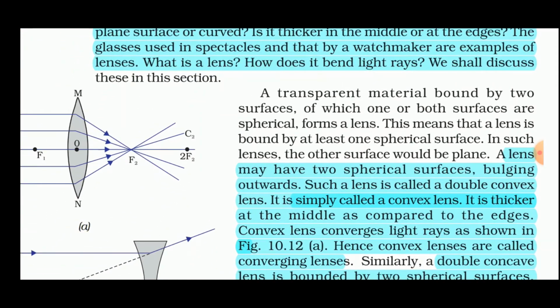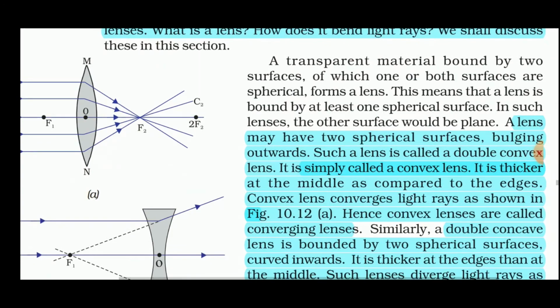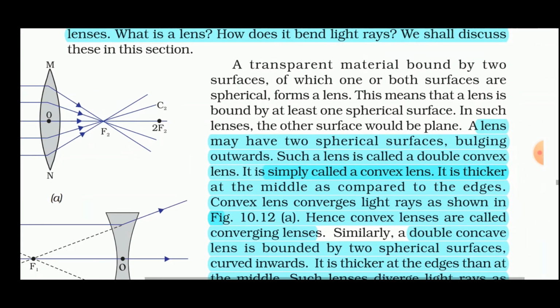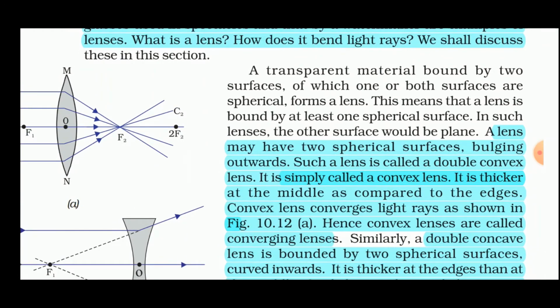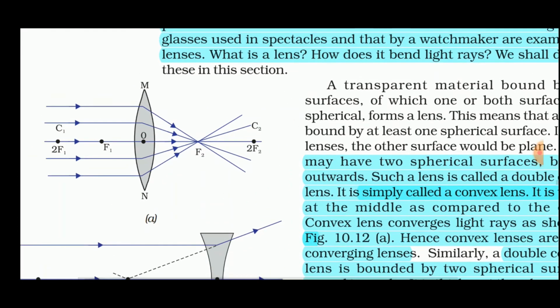Now there are two types of lenses we have to learn here: the convex lens and the concave lens. A transparent material bound by two surfaces, of which one or both surfaces are spherical, forms a lens. This means that the lens is bound by at least one spherical surface. In such lenses, the other surface would be plane. A lens which has two spherical surfaces bulging outward is called a double convex lens, or simply a convex lens.